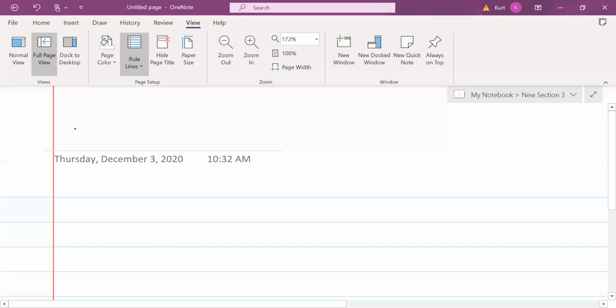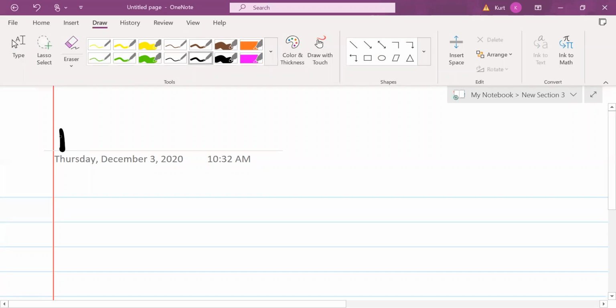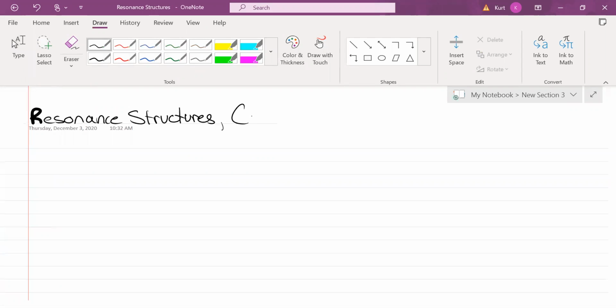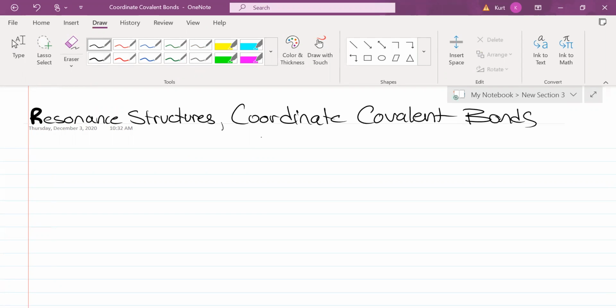All right, today we're going to do resonance structures. We're going to do coordinate covalent bonds. And if we have time, we're going to do expanded octets. All right.